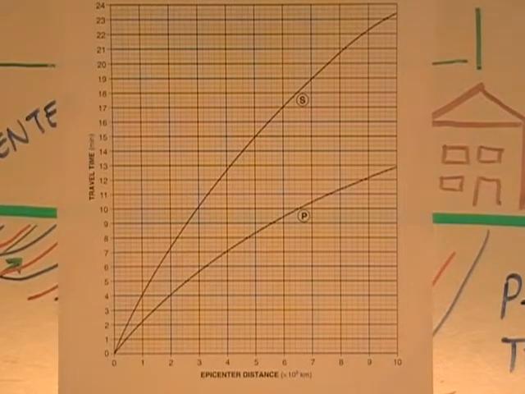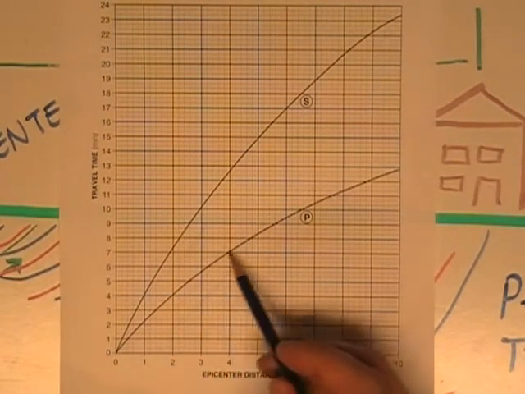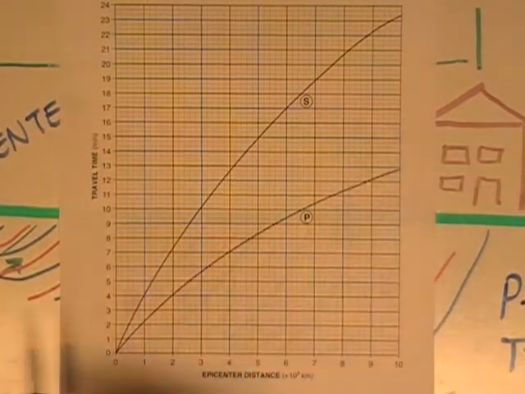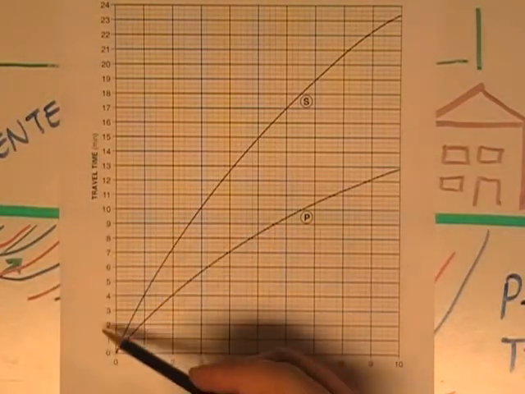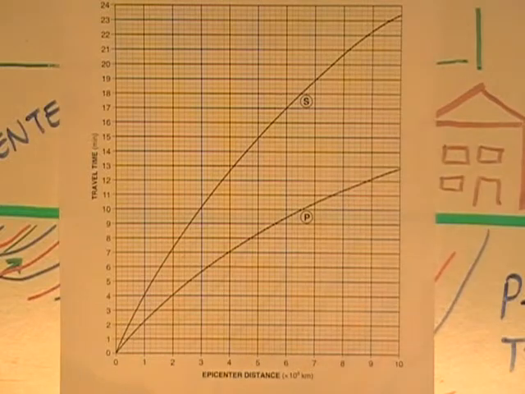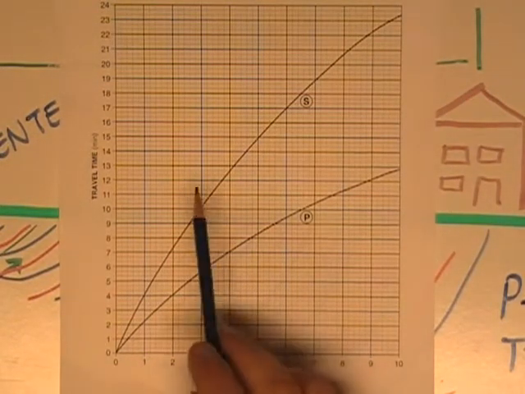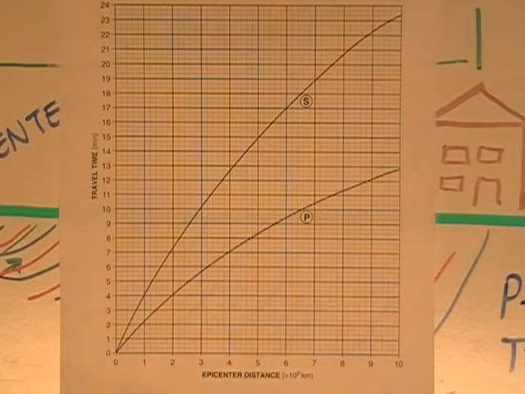Every earthquake is characterized by four properties. Number one is the P wave travel time. The P wave is characterized by this curve right here. The S wave is characterized by this curve here. The travel times can be read on the side. The distance to the earthquake can be figured out using these two waves on the bottom.